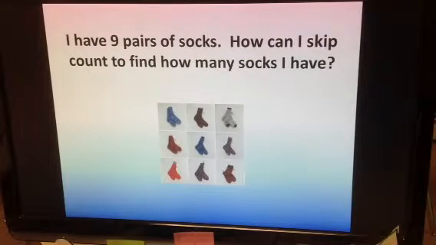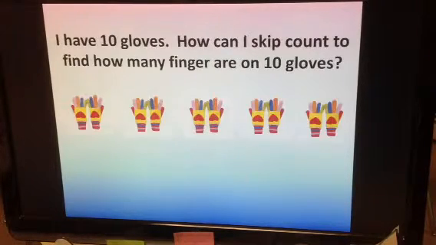I have 9 pairs of socks. How can I skip count to find how many socks I have? You can count by 2s. I have 10 gloves. How can I skip count to find how many fingers are on 10 gloves? You can count by 5s.